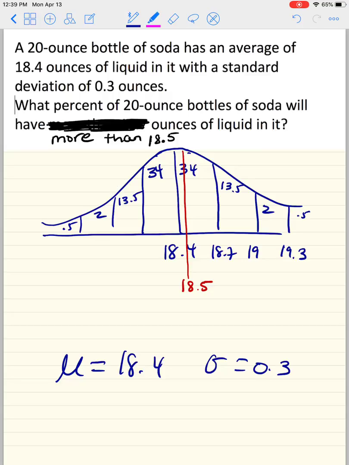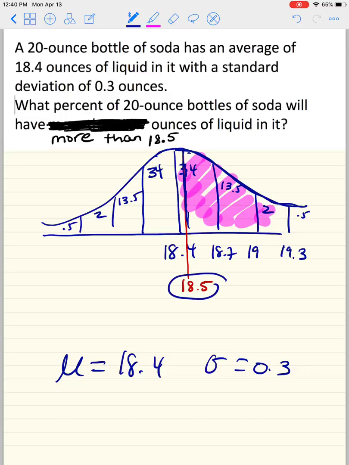So I want 18.5. Now think about this. 18.5 does not fall on a line. I'm not allowed to cut this line into pieces and say, oh, I can divide 34% nicely. It doesn't work that way because this gets larger when it gets closer to the mean. So you can't divide it nicely. So the only way I can do this is if I had a graphing calculator.